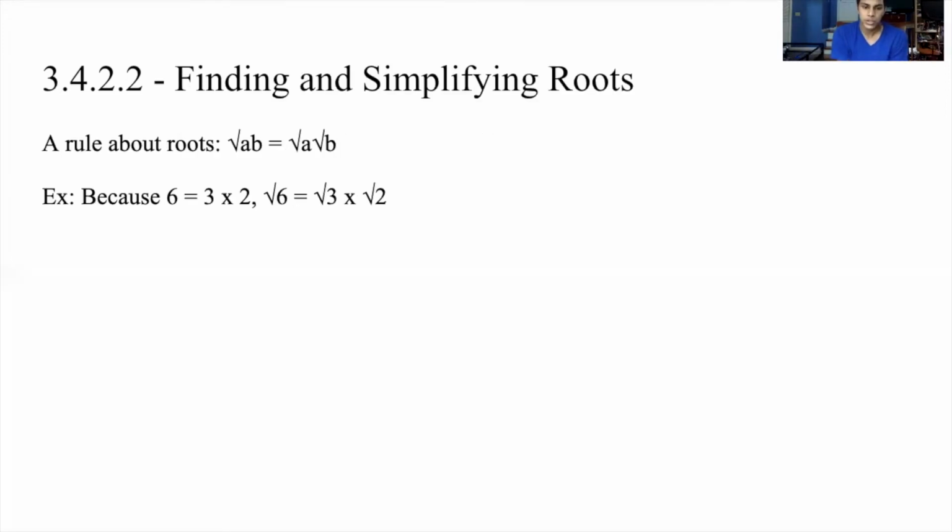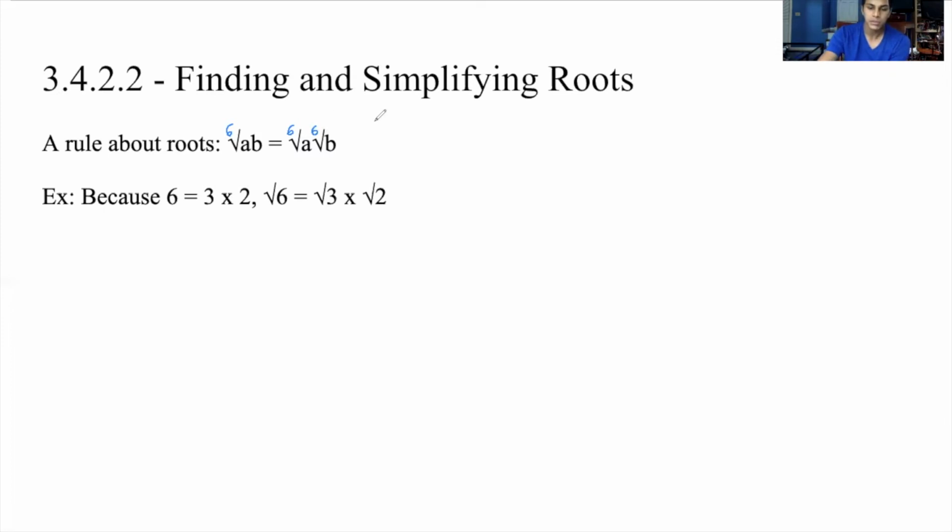So next we're going to talk about finding and simplifying roots, especially of roots that have irrational endings. So before we get to that though, you do need to know one rule about roots. And that's when you find the square root, or any root of a times b, that will equal the root of a times the root of b. And the reason I said any root is because, say you had the square root of a times b, then that's going to equal the square root of a times the square root of b. Or if it was the 6th root of a times b, that will equal the 6th root of a times the 6th root of b.